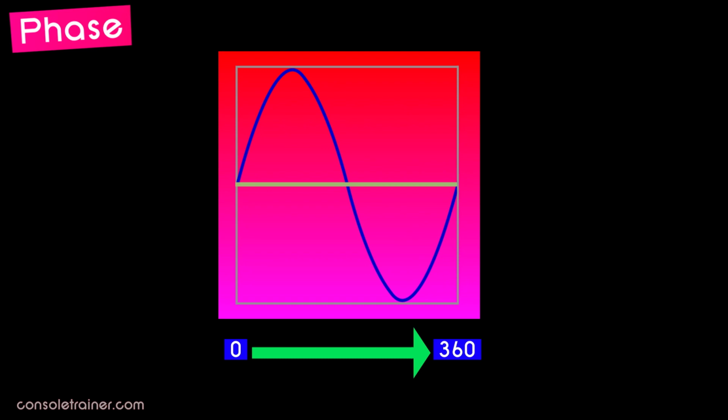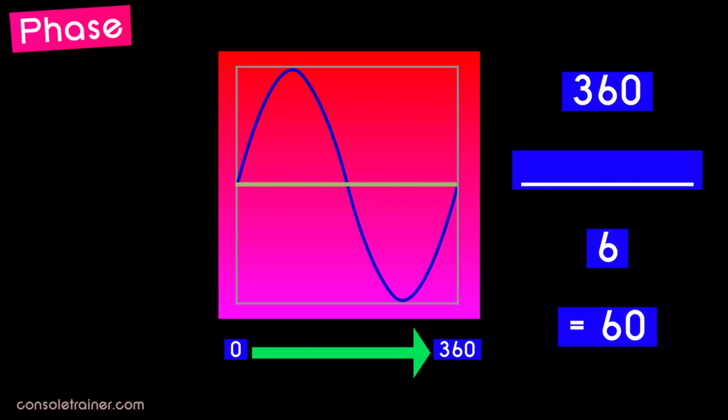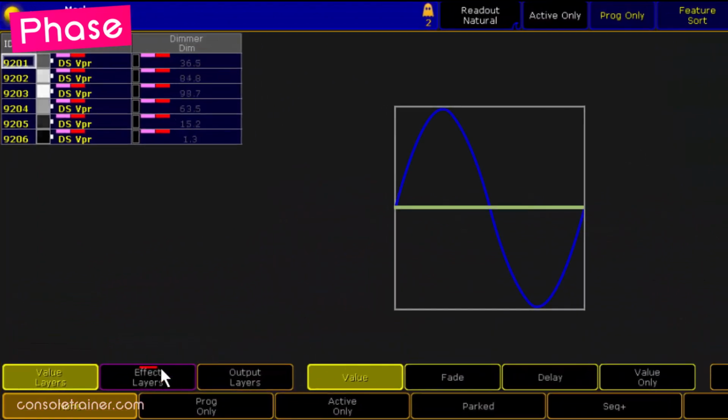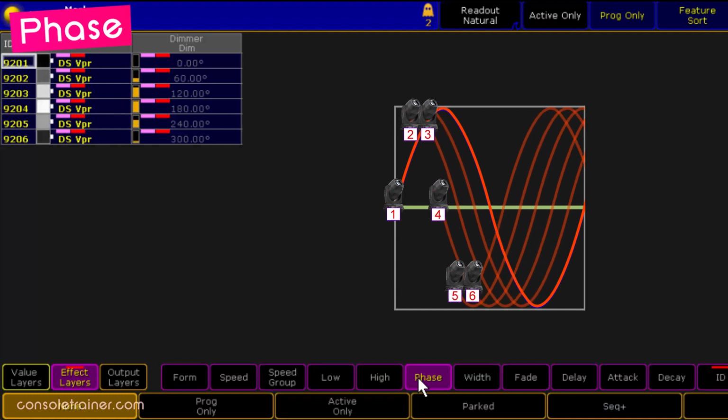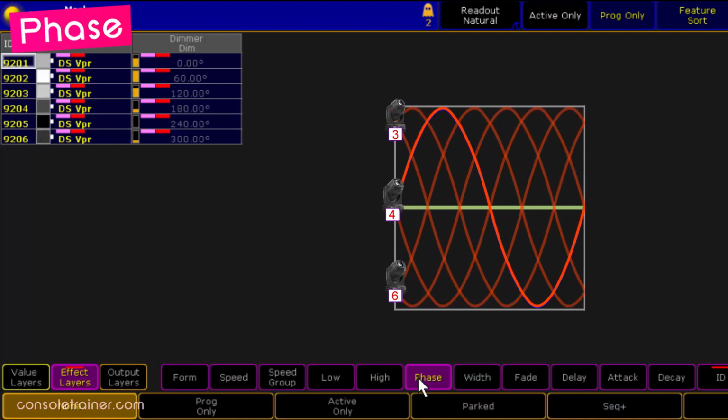To prevent that, the math that the console is actually doing is it's dividing 360 by the number of units in your selection and spreading them out by that value. For example, we have 6 lights in this effect. 360 divided by 6 is 60, so the first light has a phase value of 0, the second a phase value of 60, and that increment continues up to our last unit at a phase value of 300, which is exactly 60 degrees from the end of the phase and the start value of 0 in the next waveform.